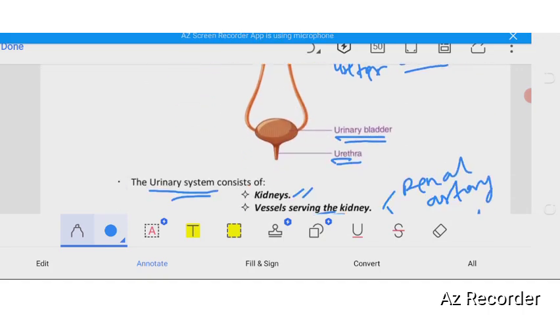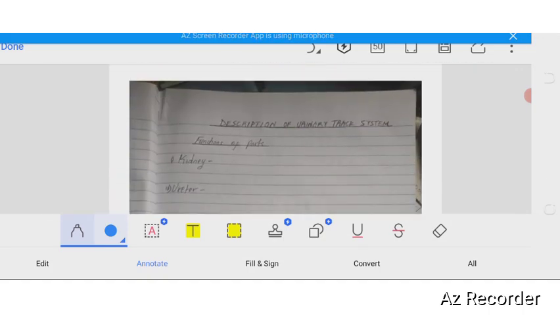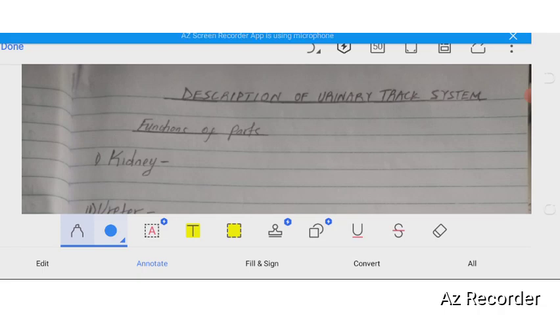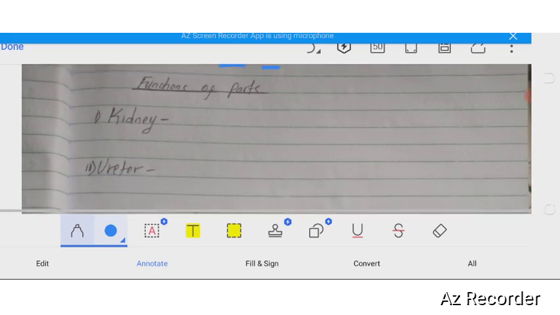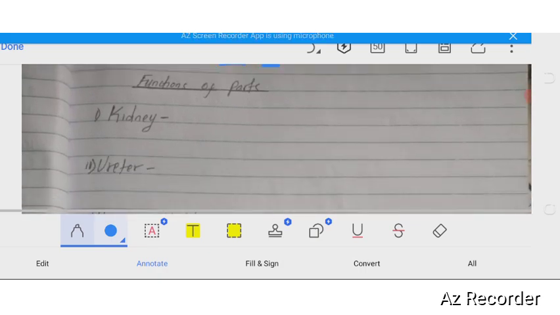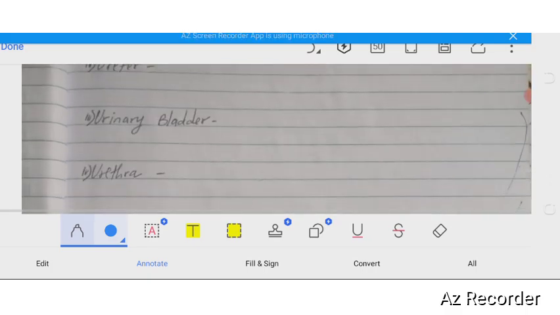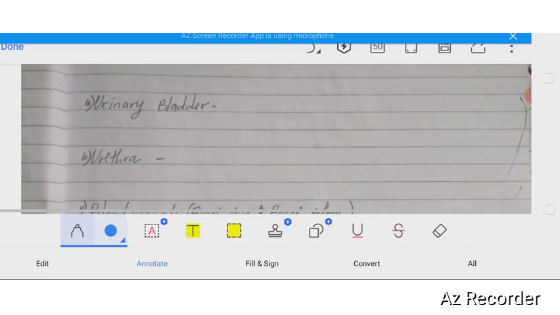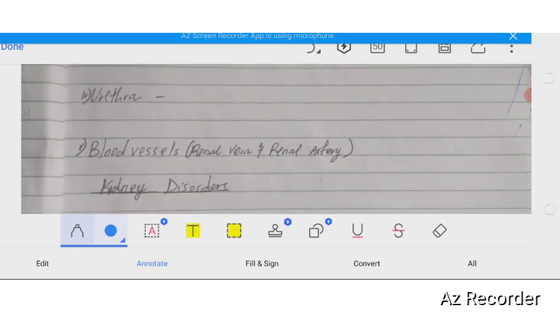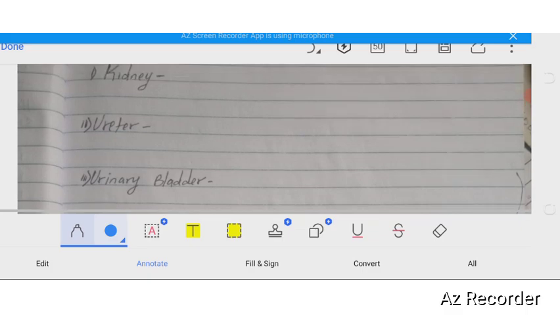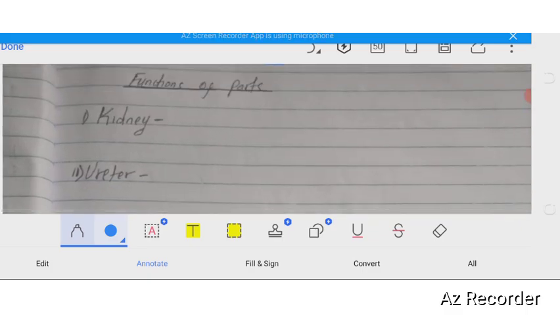From there, we move downwards to the description of the urinary system. In this description, we are going to talk about functions of parts, and these parts are kidney, ureter, urinary bladder, urethra, and the blood vessels. So I'll take you through the functions of the kidney.